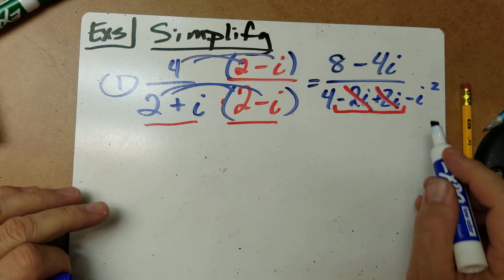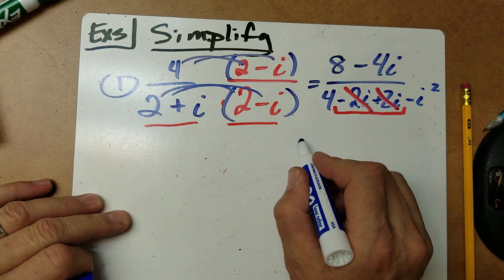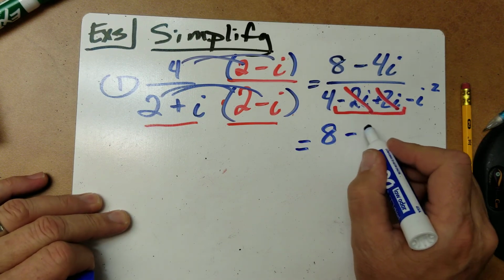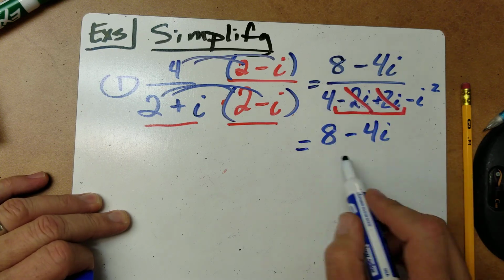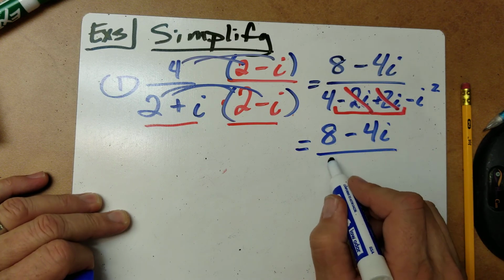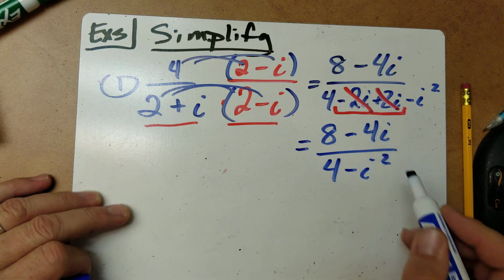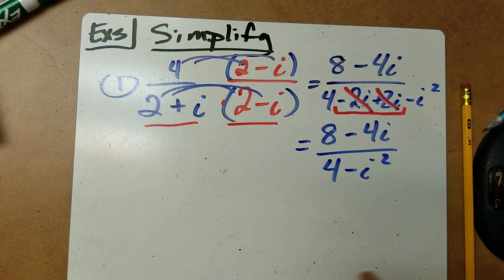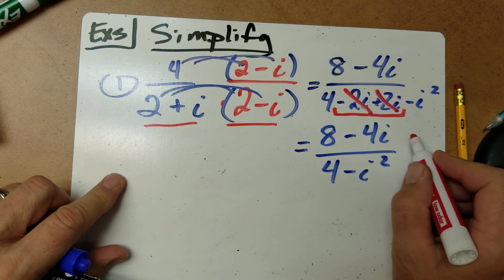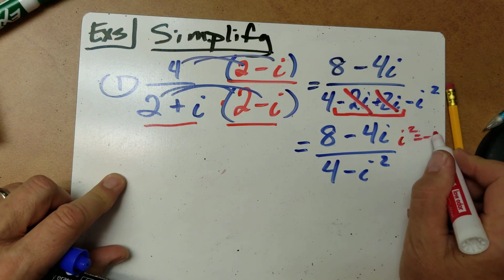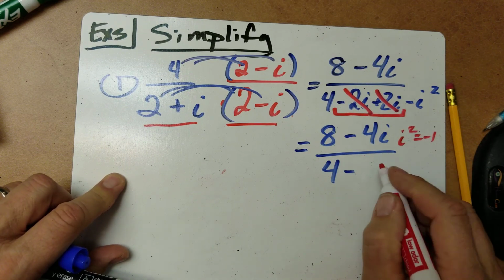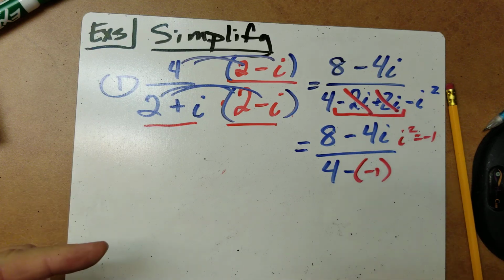I know you're sitting there thinking, but wait, that's an imaginary number. But wait, just how about you wait for a second, watch. Because it's going to give me 8 minus 4i over 4 minus i squared. But we both know what that i squared actually is from yesterday. That i squared, if you remember, i squared equals negative 1. So instead of an i squared, I can replace that as a negative 1.